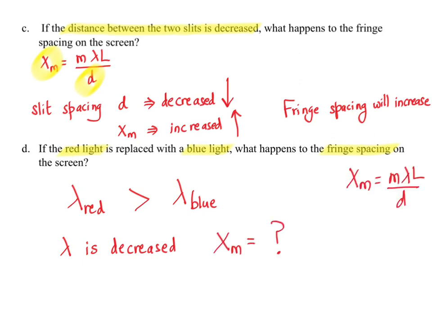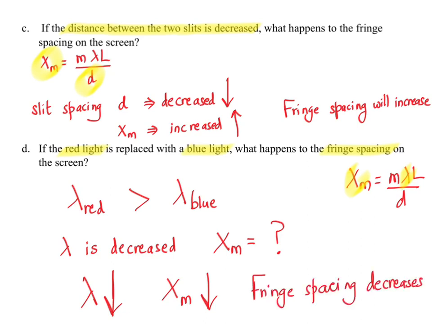Again, in the formula, we can see that XM and lambda have a direct relation. Lambda is coming on the top, just like XM. So they have a direct relation. That means whatever happens to lambda will happen to XM. So if lambda decreases, that means XM will also decrease. So fringe spacing decreases.